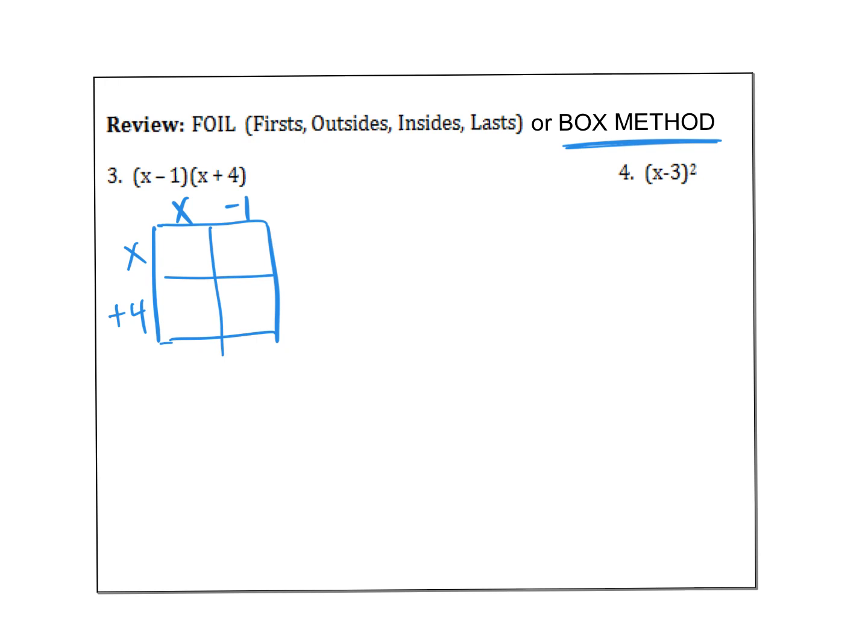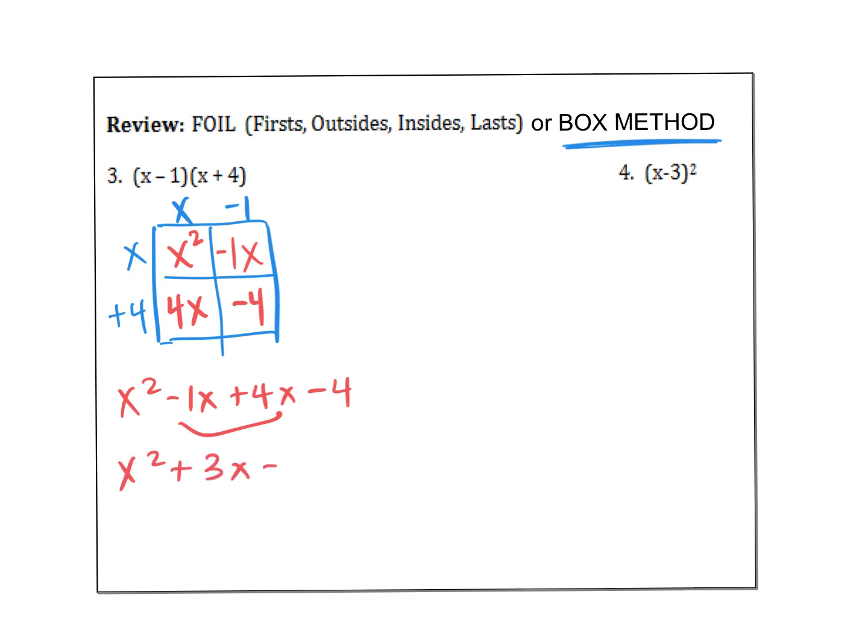So for instance, x times x is x squared. x times negative 1 is negative 1x. x times 4 is 4x, and 4 times negative 1 is negative 4. We put our 4 things in the box, and then we write them out: x squared minus 1x plus 4x minus 4. And we can combine these two, so it's x squared plus 3x minus 4. And that would be the answer to our question. I think for today, we will just stick with the box method because I feel like you are used to that method. It's a good method that works for you.